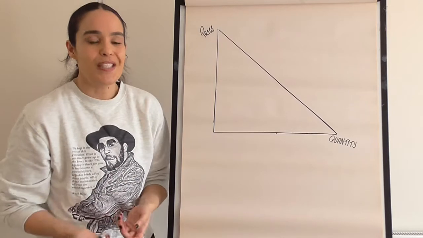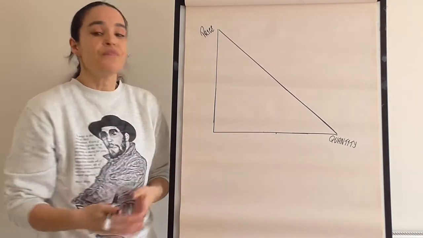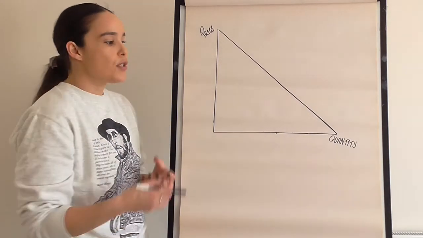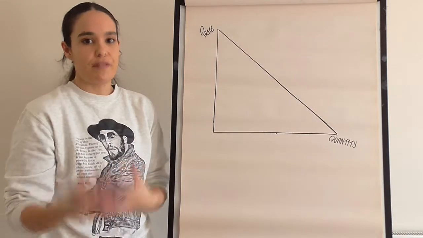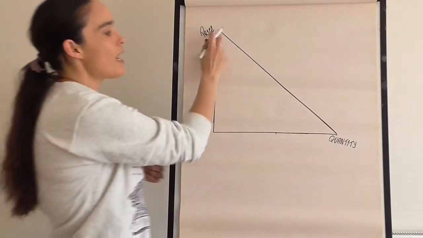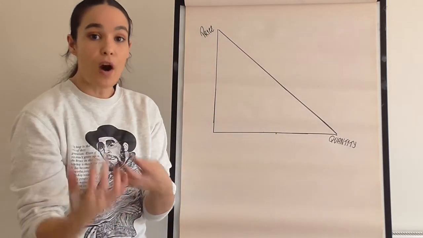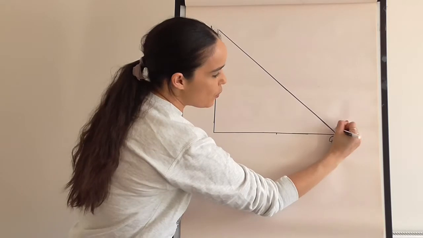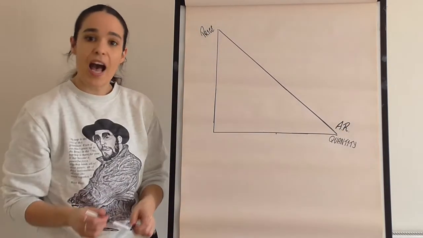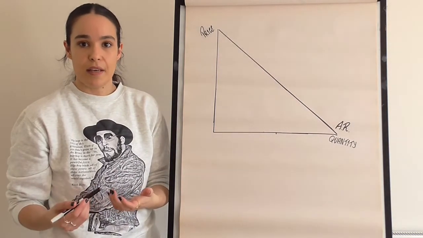Now, that allows us to make a really useful connection, which is that the demand curve for a firm is going to be equal to their average revenue curve. Right? So the average revenue is going to be equal to the demand curve. So the demand curve here actually is equal to our average revenue curve.